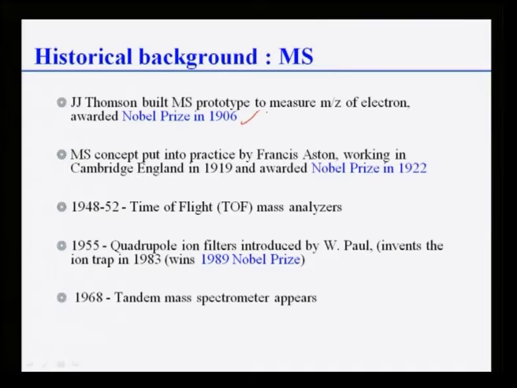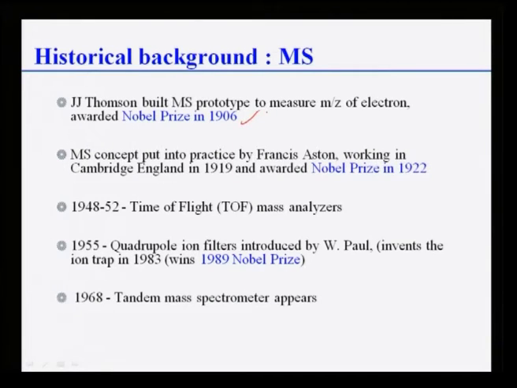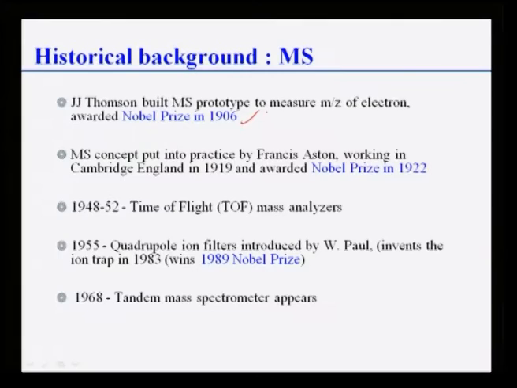But the first concept of mass spectroscopy was put into practice by a gentleman known as Francis Aston, who was working in Cambridge in England, and he was also awarded the Nobel Prize in 1922. Then there was a huge effort to make mass spectroscopy popular and different kinds of mass spectroscopic techniques came into the picture. But the real problem was the vacuum systems. In the early 20th century, basically 1910 to 1930 or 1935, vacuum technology was not well developed, so the technique did not progress much.